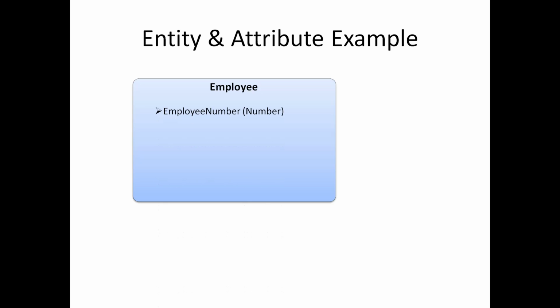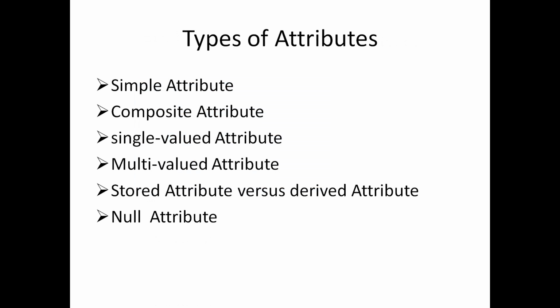So this is just an example. Employee has an employee number, that's an attribute of the employee entity. It could have a first name, a last name, a date of birth, and a city and things like that. When you say attribute, again the attribute could be of multiple types. There could be a simple attribute, composite attribute, single valued attribute, multi-valued attribute, stored attribute versus derived attribute. We'll look at what those are, and then there could be a null attribute.